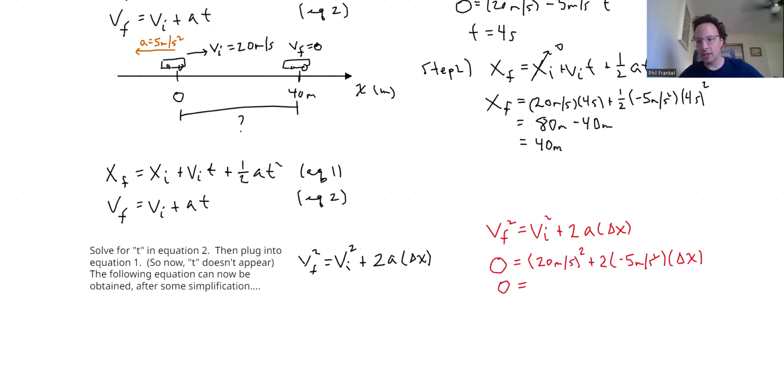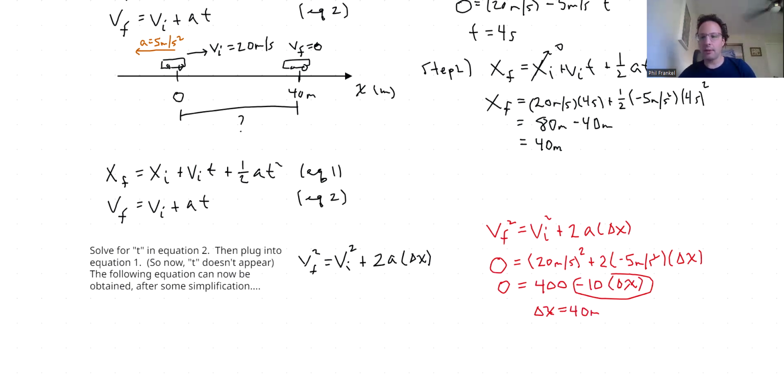And I think you can see that delta x is just equal to 400 divided by 10, which is positive 40 meters. Once I move this term to the left, it becomes positive. So the result is positive. And that's how far the car moves, 40 meters.